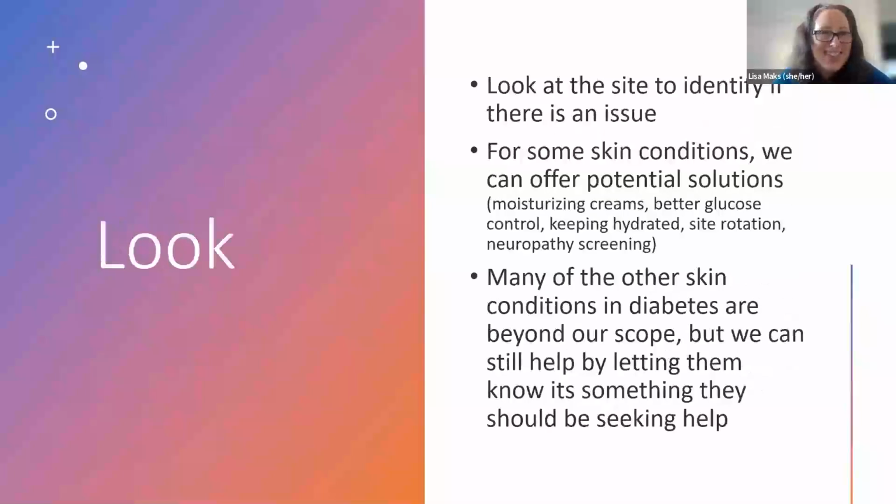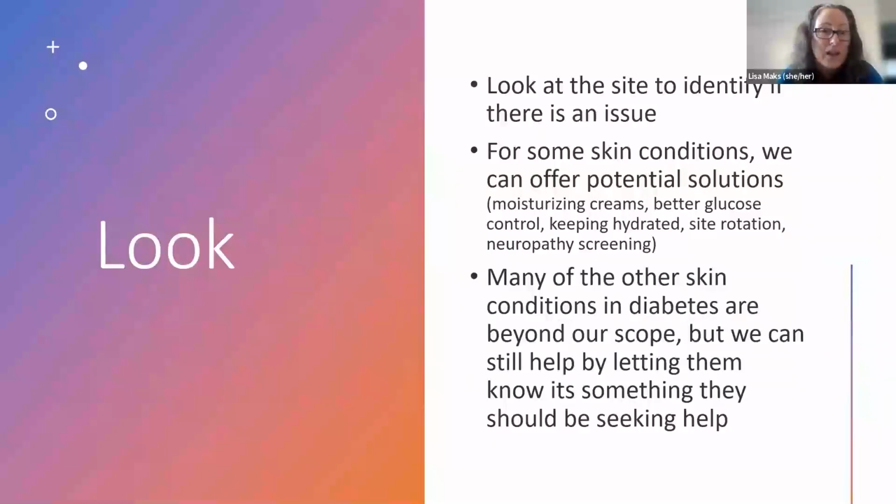Then we need to look. That might be rolling up the pant leg or seeing where that skin issue is. And for some skin conditions, we can offer some potential solutions. So we have moisturizing creams. A lot of us have samples in our clinics. Better glucose control is at the top of the list of any of this. Keeping hydrated, it's one thing that we know that a lot of people struggle with, is trying to get enough fluid in over the day. Rotating their sites for injection, neuropathy screening as well.